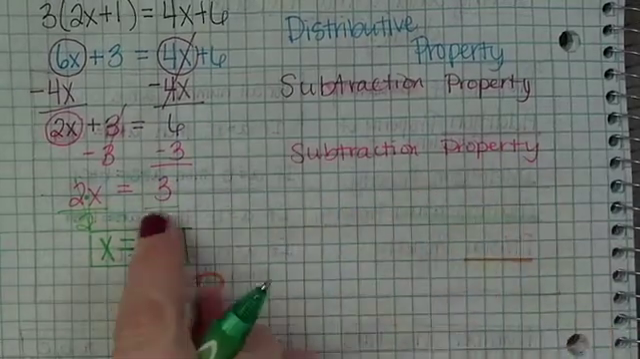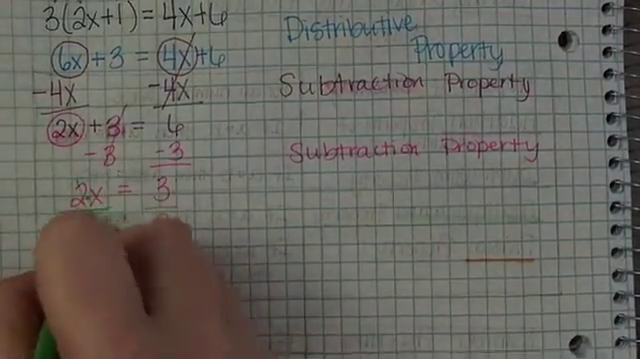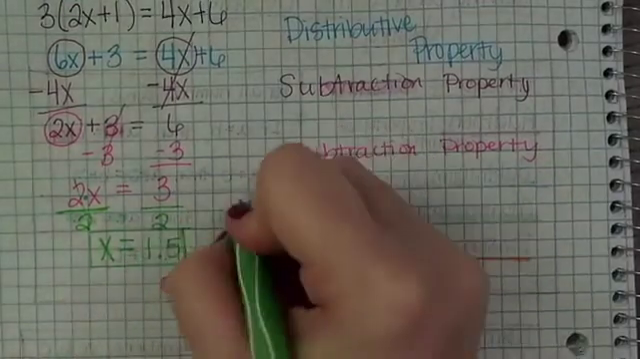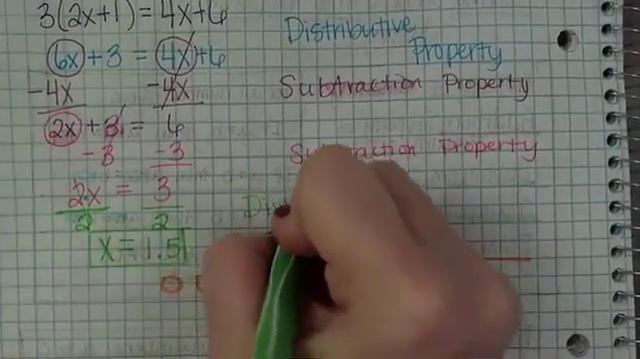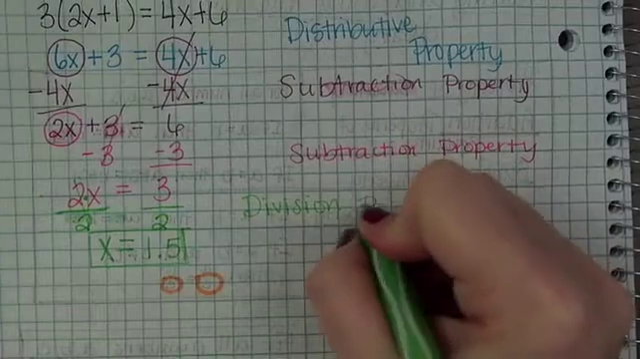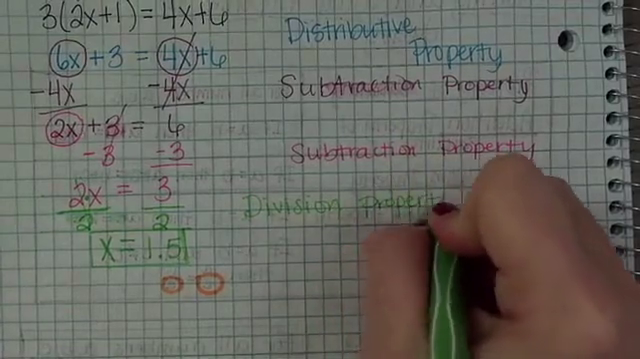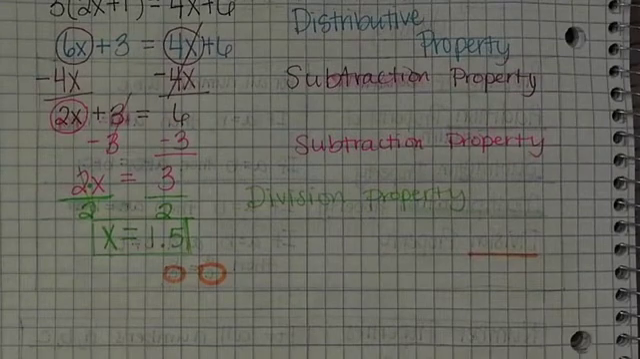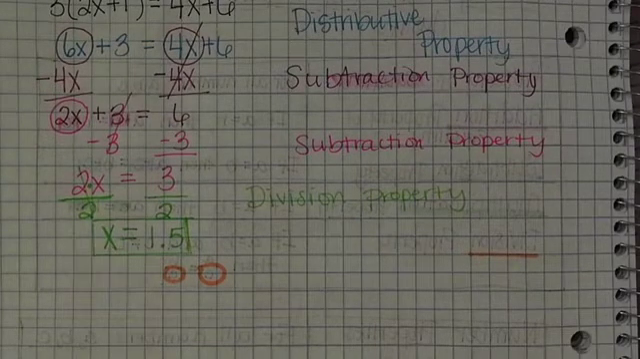So what step did we do at this very last step? Division. So the division property. So again, it's solving the same way that you did. The only difference is that you have to write the step.